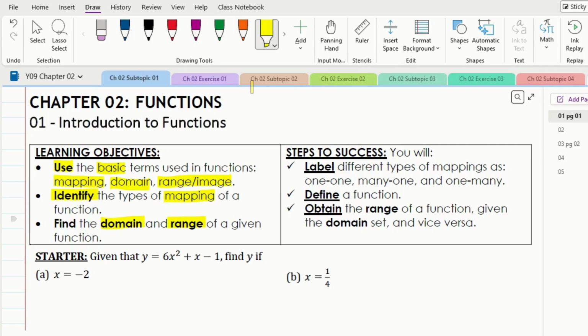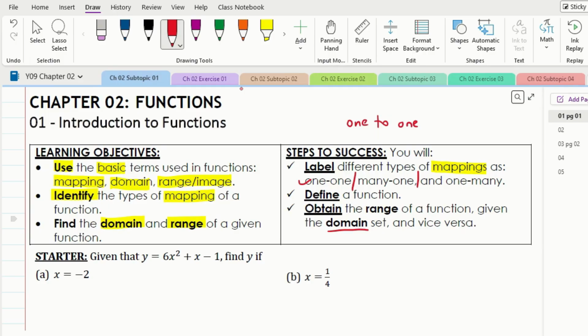So mappings have different types. There are three types of mappings: 1 to 1, many to 1, and 1 to many. And you will also be looking at the definition of a function, and when you are given the domain set, you are able to obtain the range of a function.